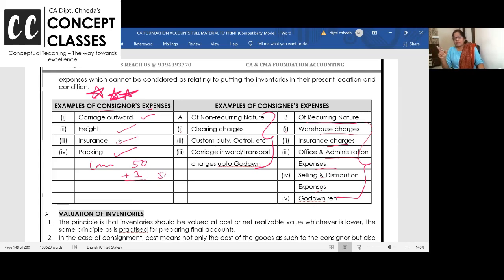So what all expenses you will include if my stock is lying with you at the end? Consignor's stock expense, consignee's one time non-recurring expense. Recurring expense, of course, we will take it in the consignment, but we will not take it in the stock valuation. Read this please once. Read the screen. I'm here only. आप एक बार पढ़ो.